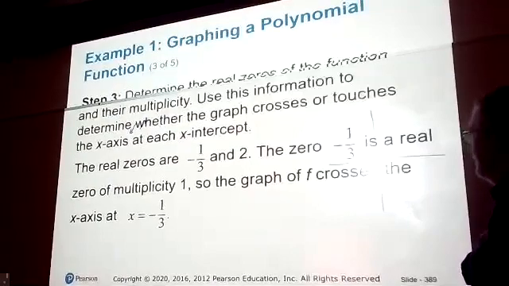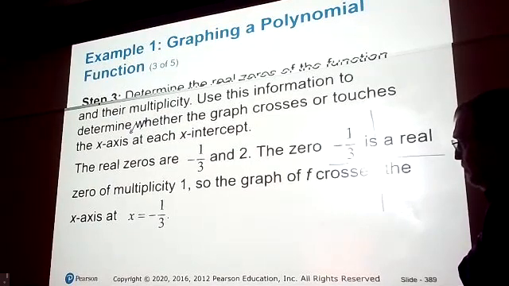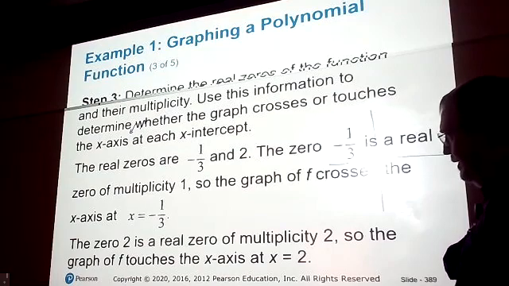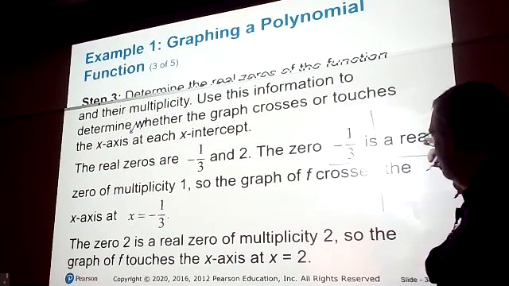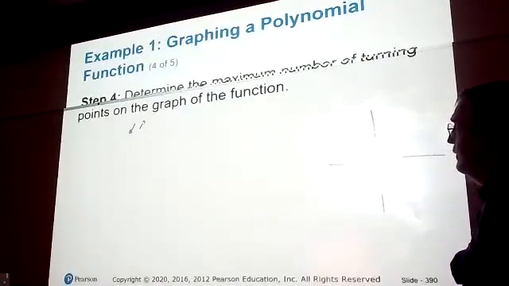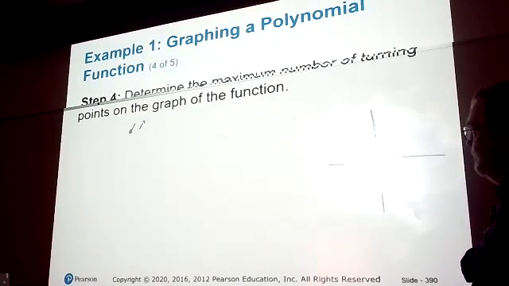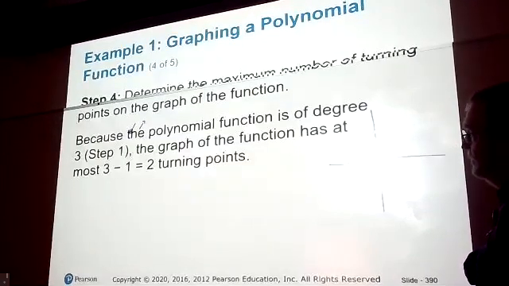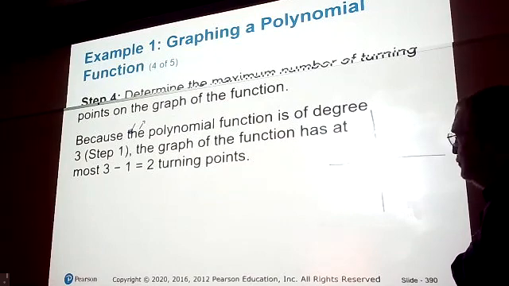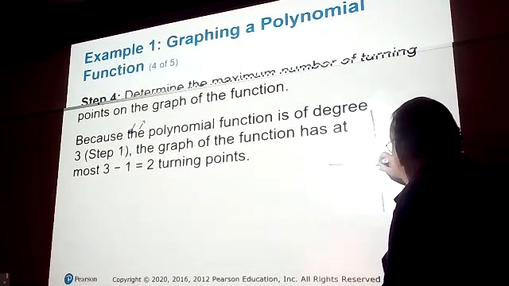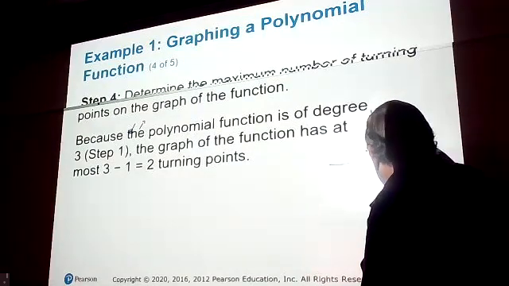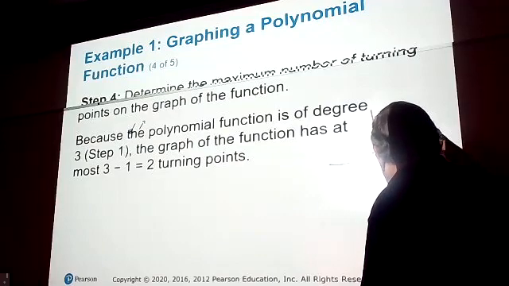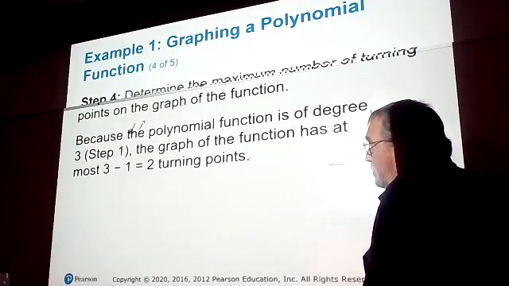So that tells us the graph crosses, and at 2 it touches. I've already discussed that here. So we graph those points. It's going to have at most 2 turning points. Well, this shows me that it's going to go up, come back down, and go up again. So yeah, we have 2 turning points.